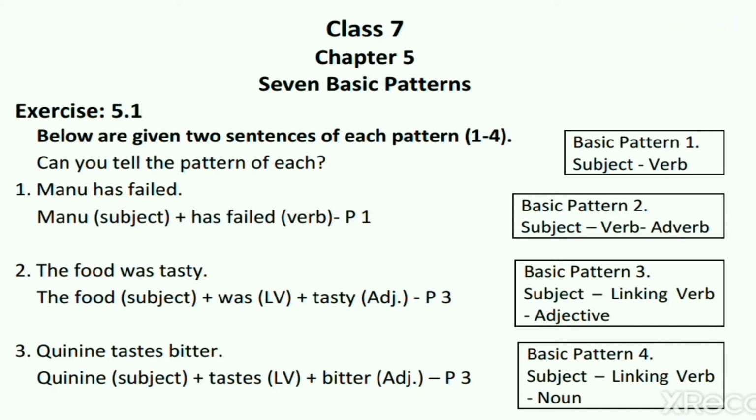Second, the food was tasty. In this sentence, the food is subject plus was linking verb plus tasty is adjective. So we use pattern number third. In pattern number third, we use subject, linking verb and adjective. Third, Coffee taste is bitter. In this statement, we use pattern number third.